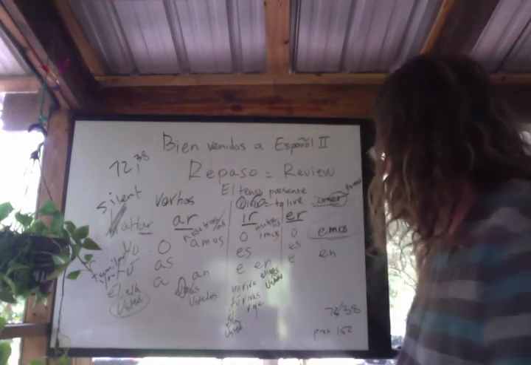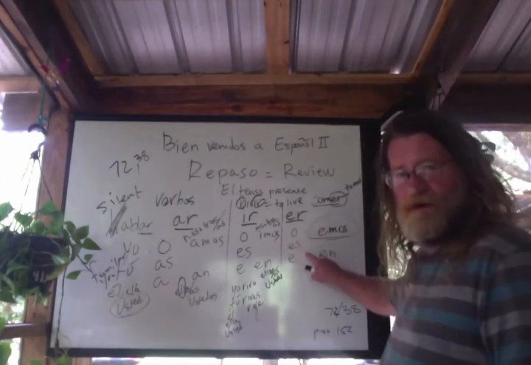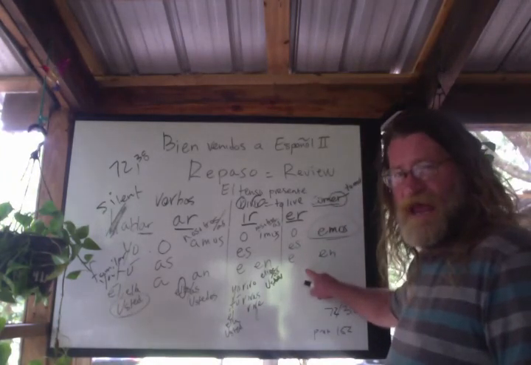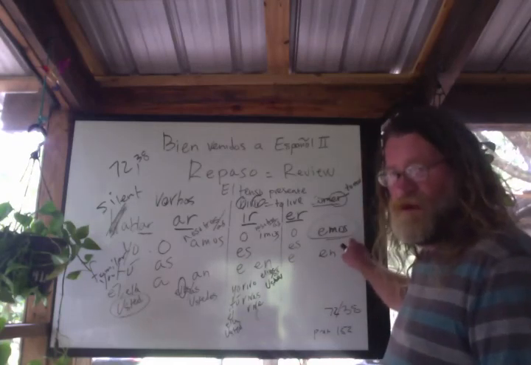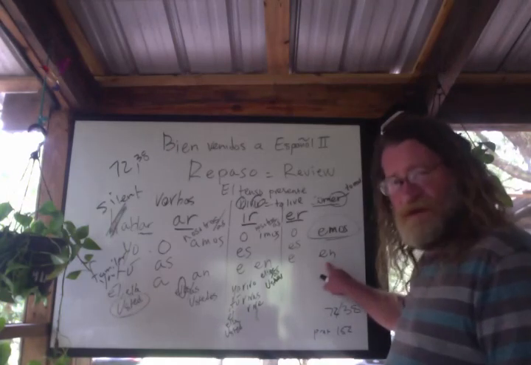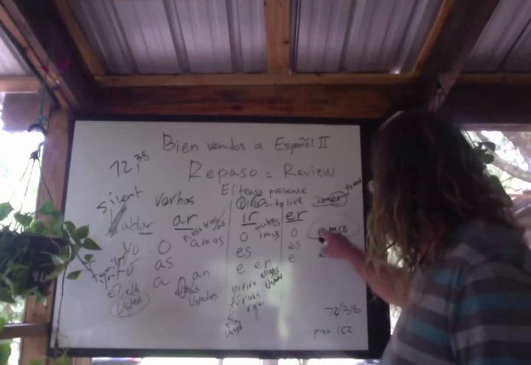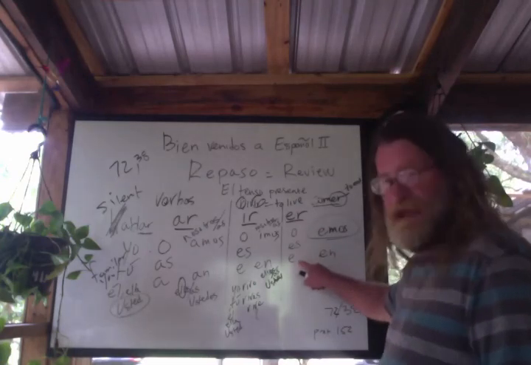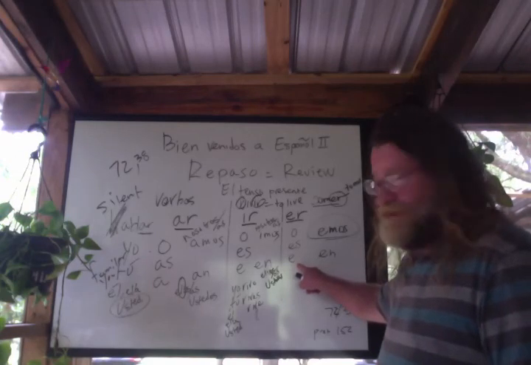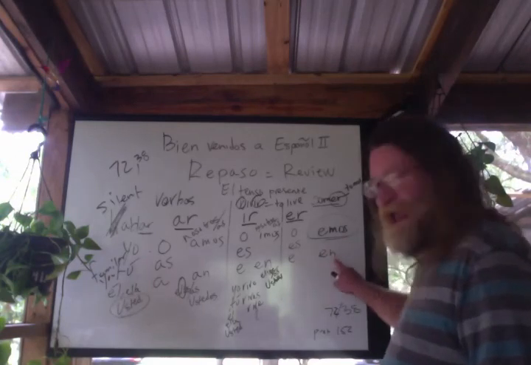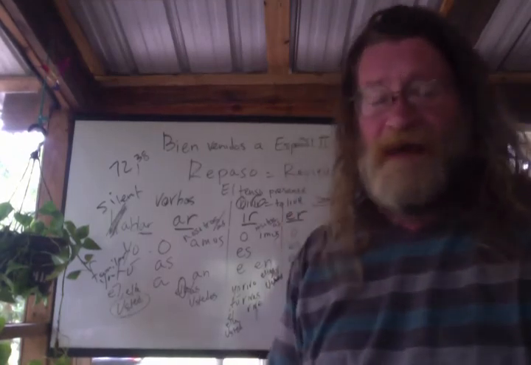That's the present tense. Going over here to comer, it would be yo como, tú comes, él come, ella come, usted come, nosotras comemos, nosotros comemos, ellos comen, ellas comen, ustedes comen. Which would mean I eat, you eat, he eats, she eats, you formal eat, we eat, and they eat, and you all eat. So that's the present tense.